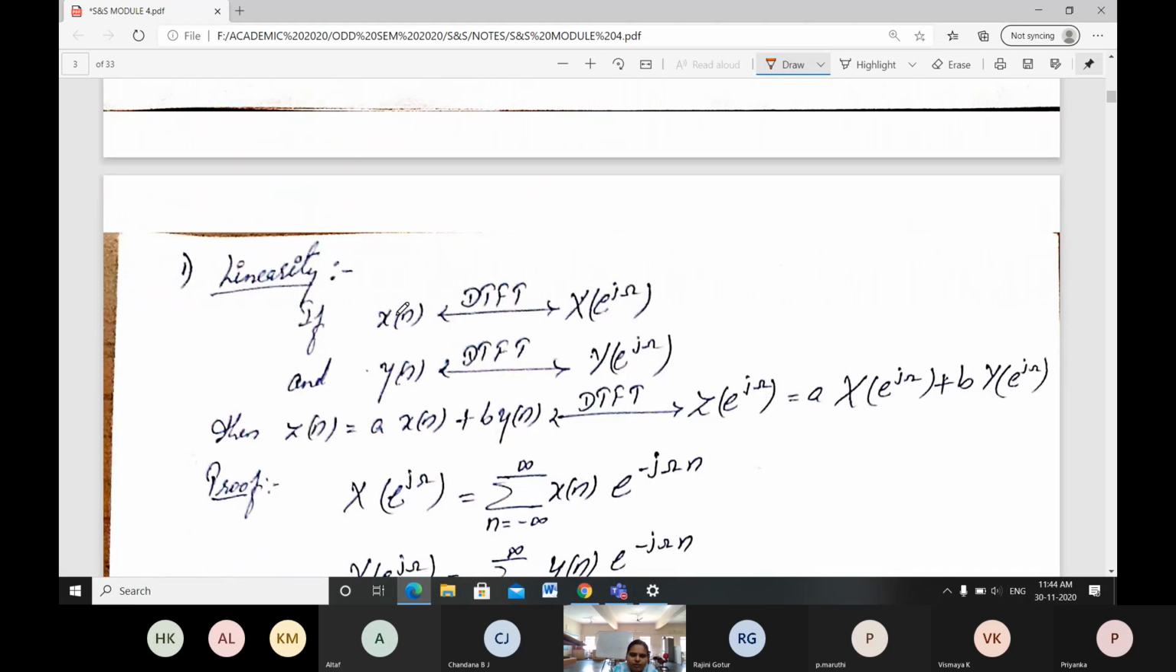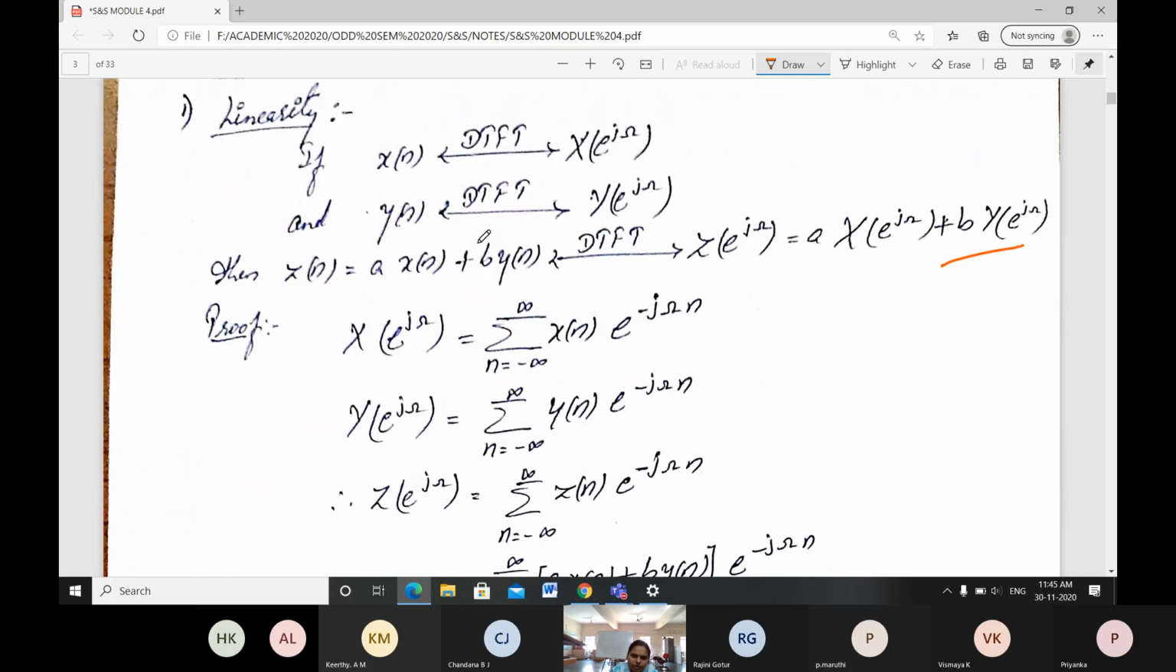linearity. If x of n has the DTFT X of e raised to j omega, and y of n has the DTFT Y of e raised to j omega, then z of n is equal to a x of n plus b y of n, and its DTFT is going to be Z of e raised to j omega is equal to a into X of e raised to j omega plus b into Y of e raised to j omega.